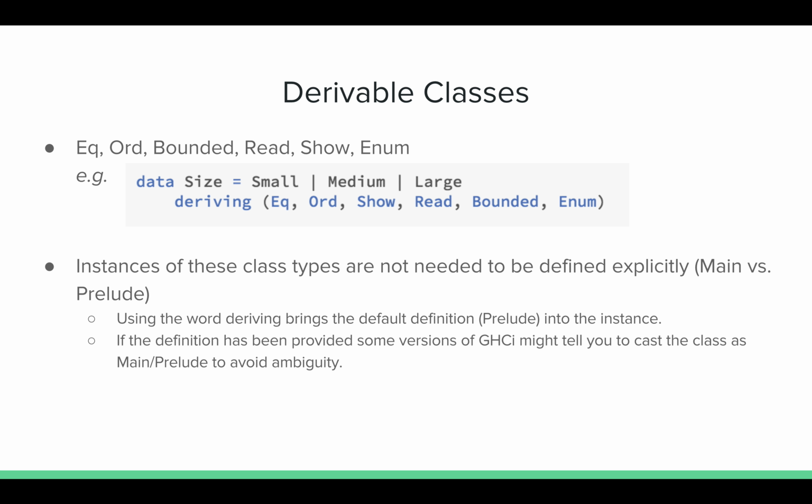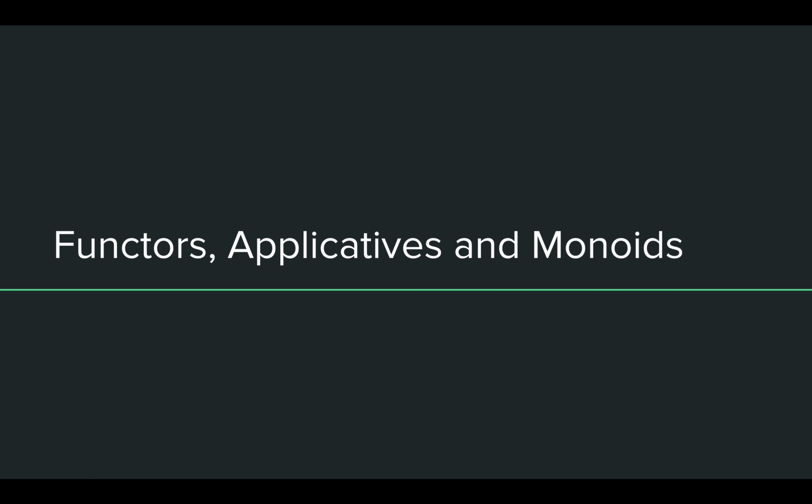Derivable classes. The 6 type classes at the top of this slide, Eq, Ord, Bounded, Read, Show, and Enum, are the only 6 type classes in this category. They do not need to explicitly define how each function operates when creating an instance of one of these classes. Instead, as seen above, you merely write deriving and include the class. Any instance of another class would have to define how each function operates.